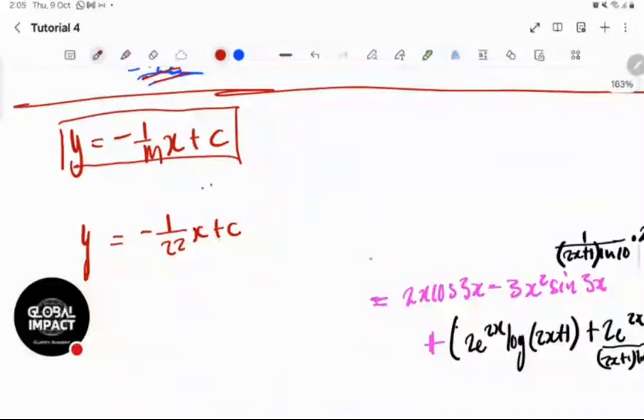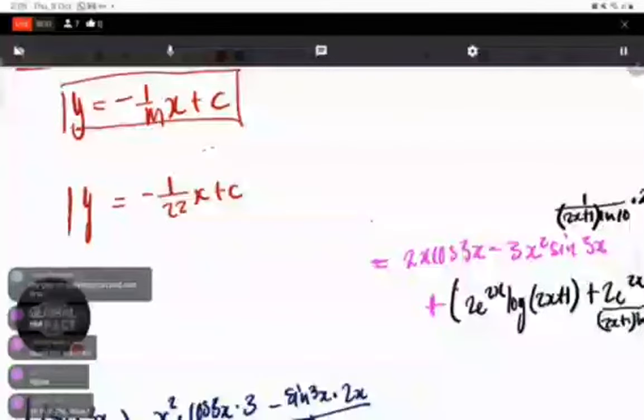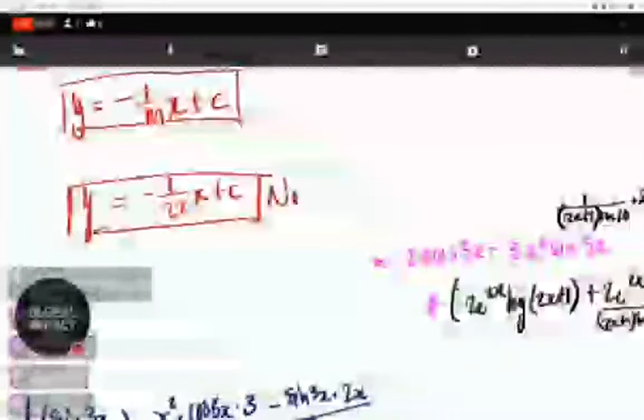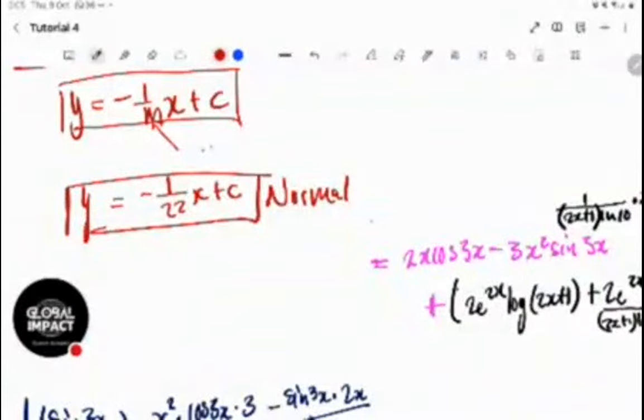Look, you just can find c. Put the point where you are, and you'll find c. So you now have this version. For the normal, just remember, the only difference is that you're going to find m using differentiation. Now, after you find m using differentiation, you are going to substitute it and find c. Then you have the equation you need.